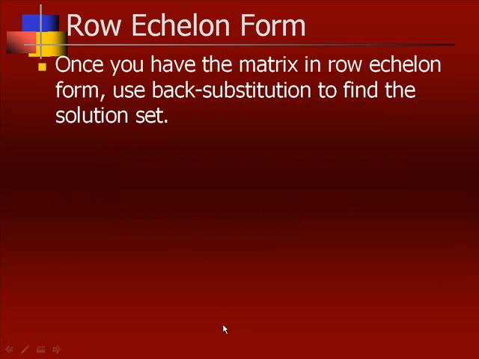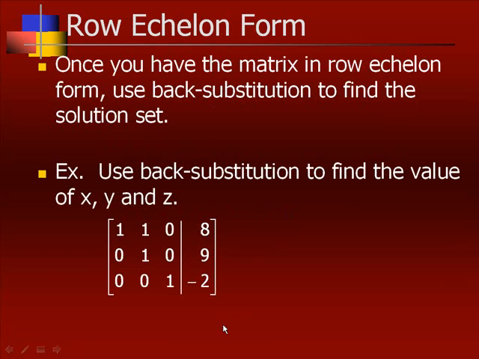Now, once you have the matrix in row echelon form, then we go back to equation form and then use back substitution to find the solution set. So, for instance, if we started out with a set of equations and we wrote our matrix, and then we found echelon form, now we're ready to go back to equation form. This bottom equation means that z is equal to -2. The second equation, 0x and 0z, which means 1y, is equal to 9.